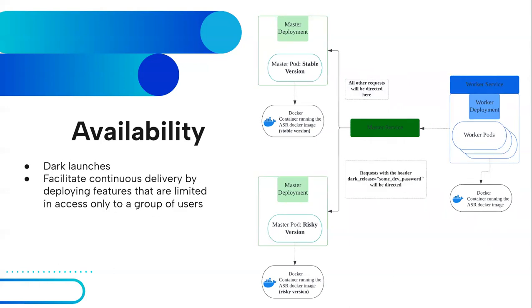In addition, there's a useful concept that makes use of the same principles behind traffic management in Istio called dark launchers. Dark launchers facilitate continuous delivery by deploying features that are limited in access only to a group of users. Typically, developers and testers belong to this group, using dark launchers to test new features in production environment without having to break production traffic.